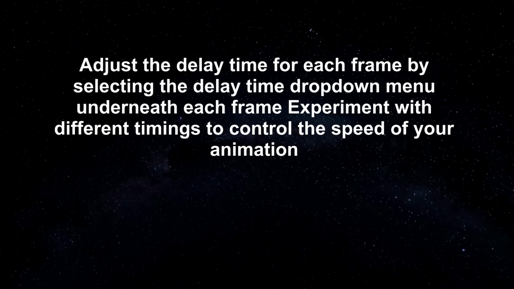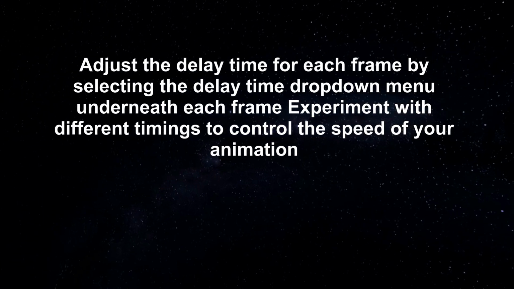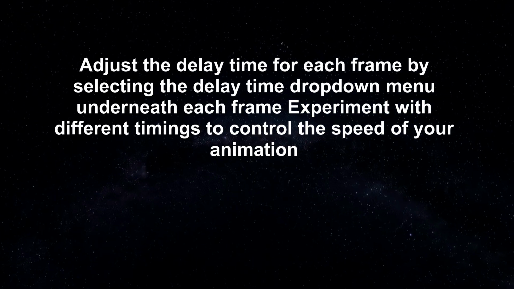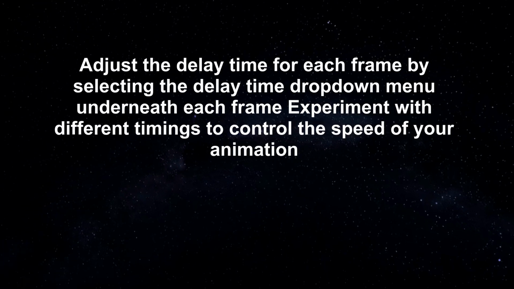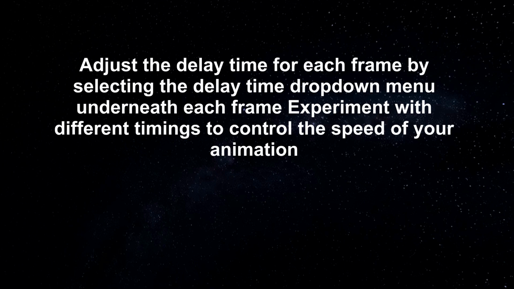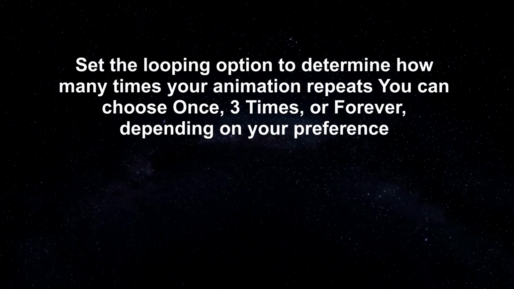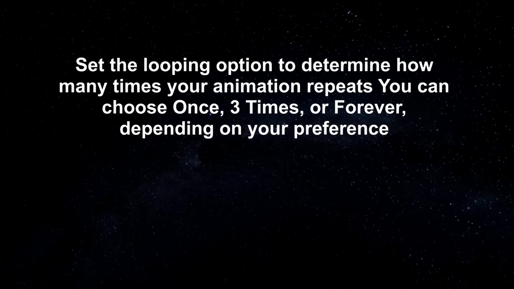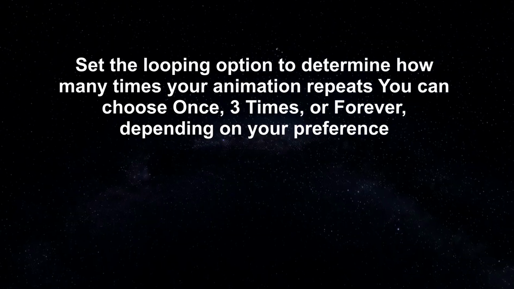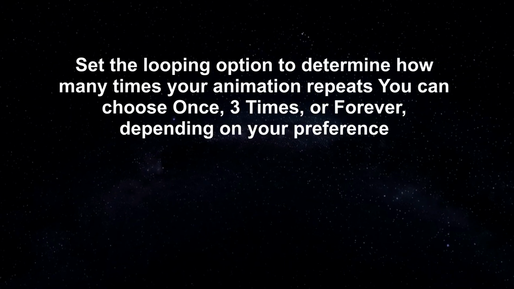Adjust the delay time for each frame by selecting the Delay Time drop-down menu underneath each frame. Experiment with different timings to control the speed of your animation. Set the looping option to determine how many times your animation repeats. You can choose once, 3 times, or forever, depending on your preference.